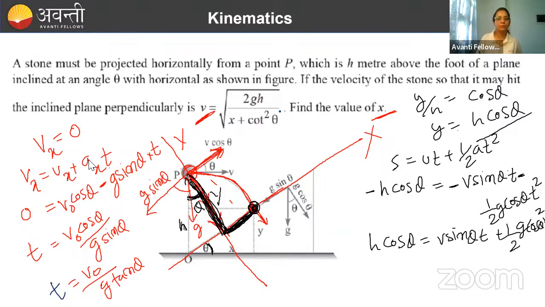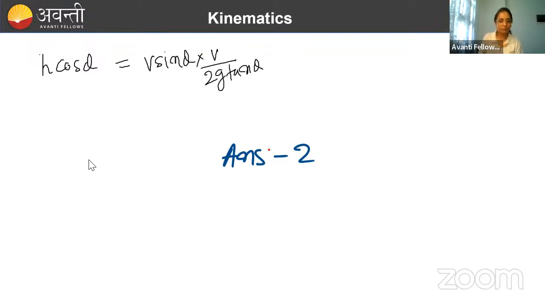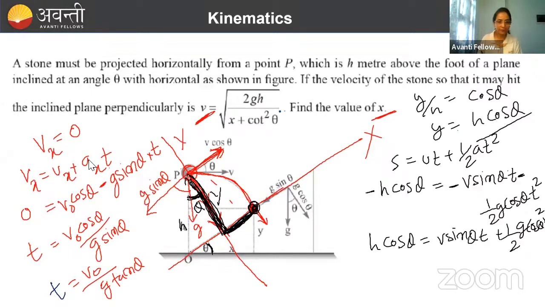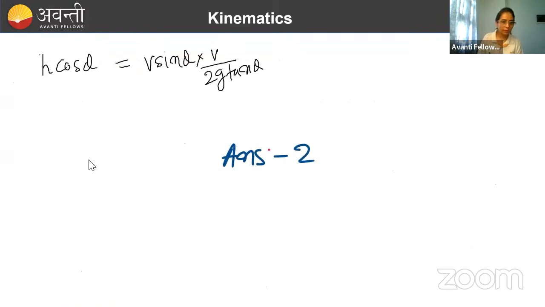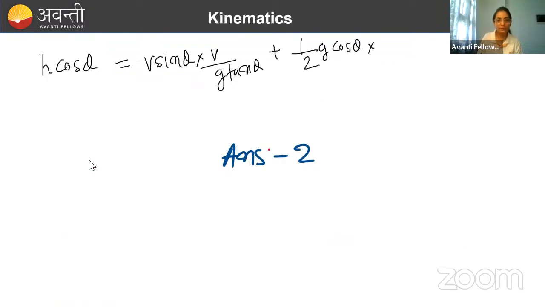Here we need to put the value of t and then we will get the value. So let's put it. H cos theta equals what was it? V sine theta into t. What was the t value? V by g tan theta, actually. So it is v sine theta into v by g tan theta, plus half g cos theta t square, so v square by g square tan square theta. Done. So this is the value we are going to get.